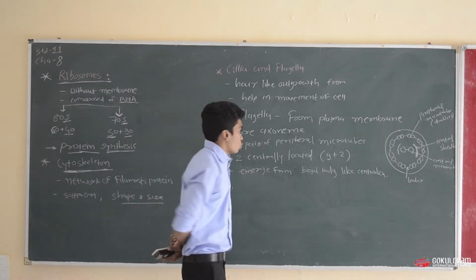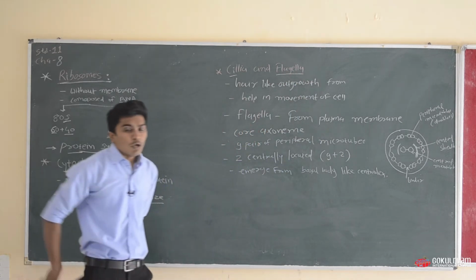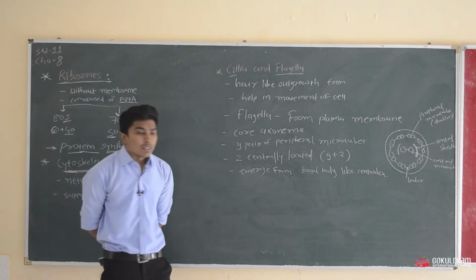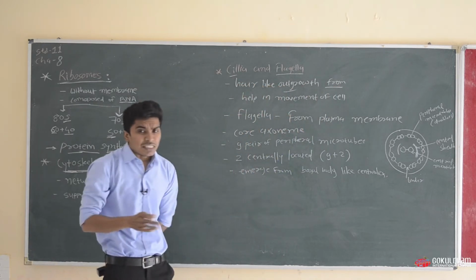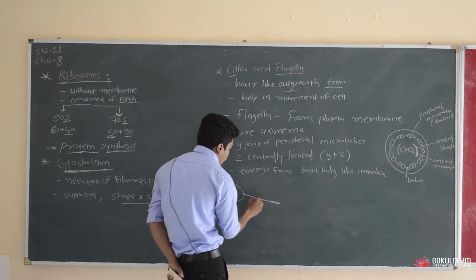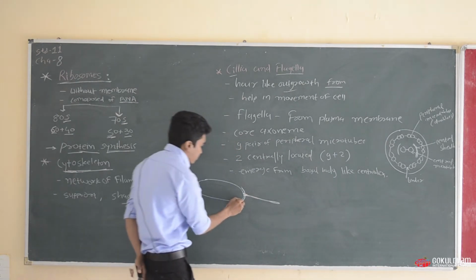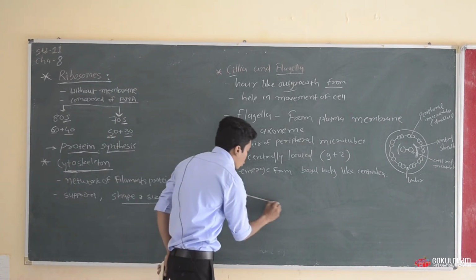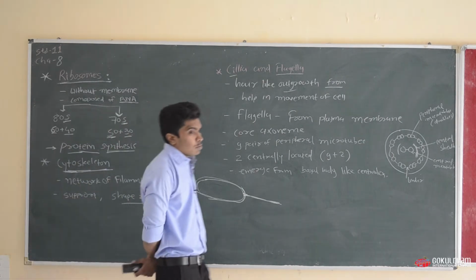Now the next organelles are cilia and flagella. First of all, cilia and flagella are both outgrowths from the plasma membrane. You can see here, this is the cell and this is the flagellum, which is an outgrowth of the plasma membrane, and it helps in the movement of the cell.